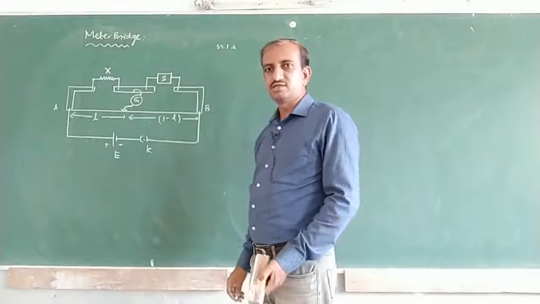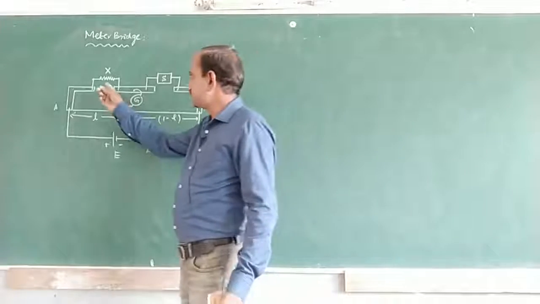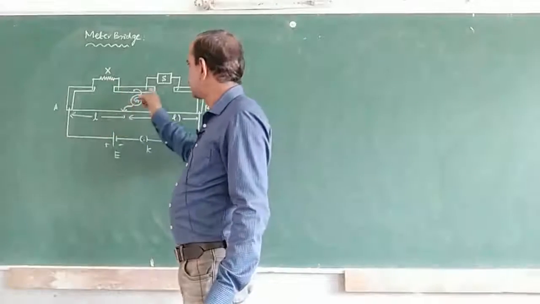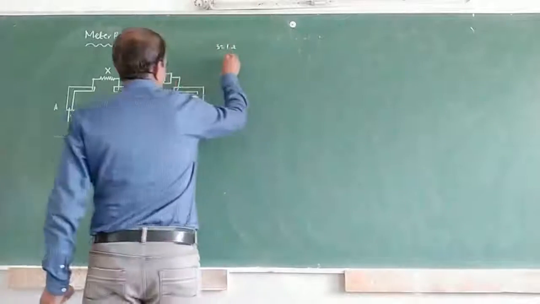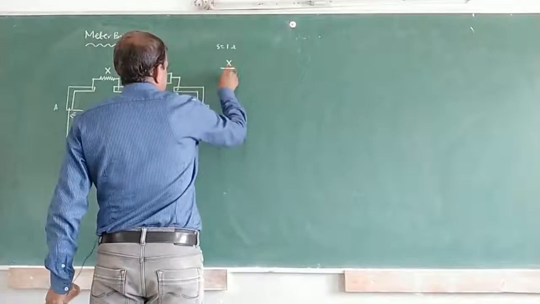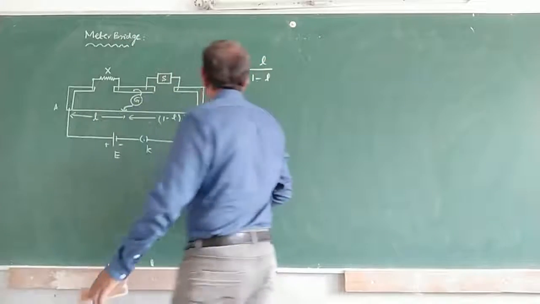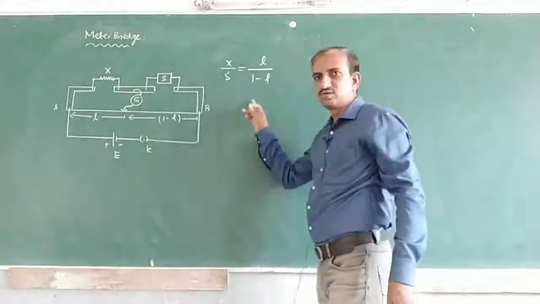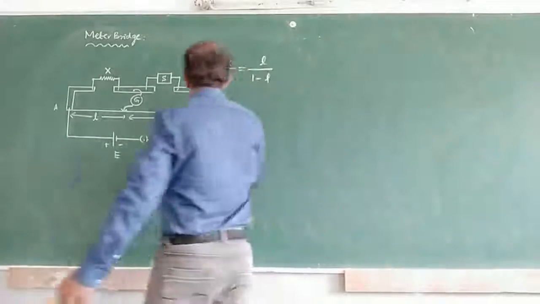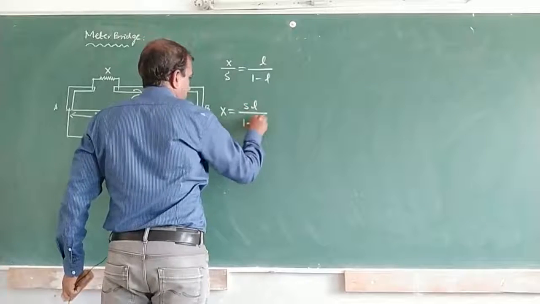Now, apply the Wheatstone network. According to the Wheatstone network, X by L is equal to S by 1 minus L, or X by S is equal to L divided by 1 minus L, or X is equal to S into L divided by 1 minus L.